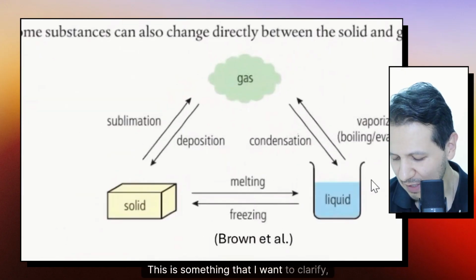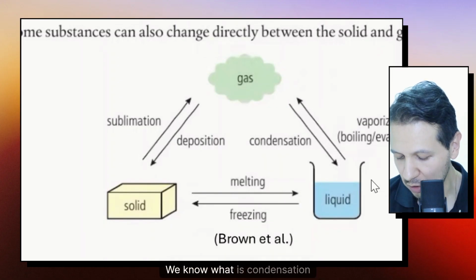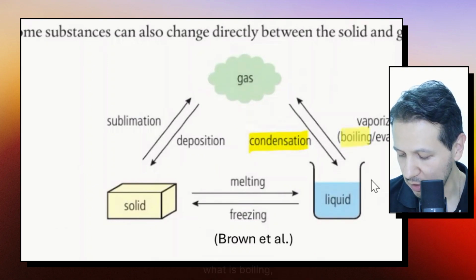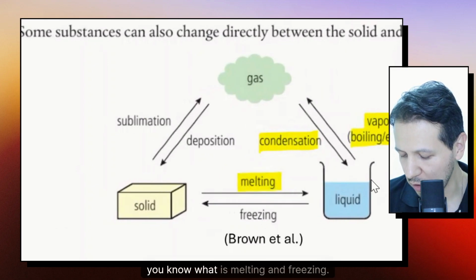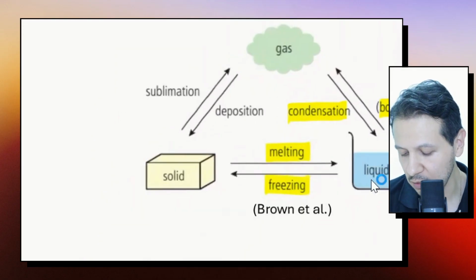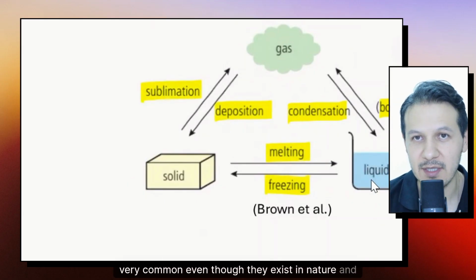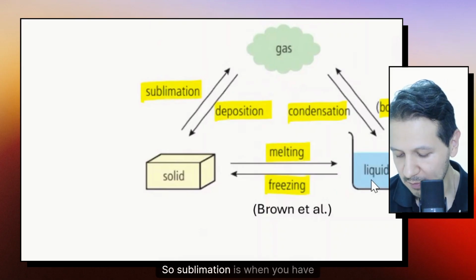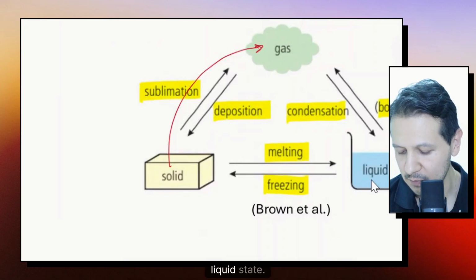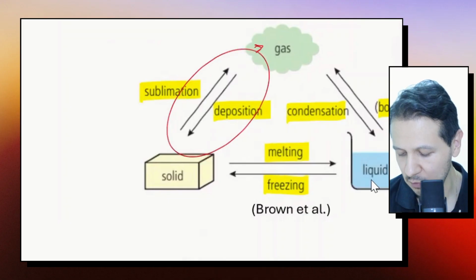This is something that I just want to mention, and I want you to keep in mind. We know what condensation is; it's very familiar and very common. What is boiling, evaporation, vaporization? You know what melting and freezing are, but you have to pay particular attention to deposition and sublimation because they are not very common, even though they exist in nature and they are very important. Sublimation is when you have a change from solid to gas without passing through the liquid state, and deposition is when you have gas to solid without passing through the liquid state.